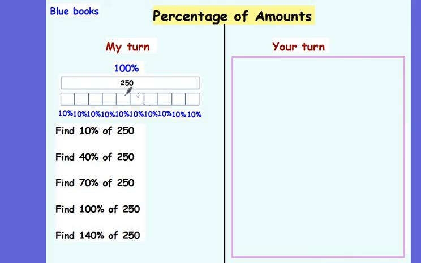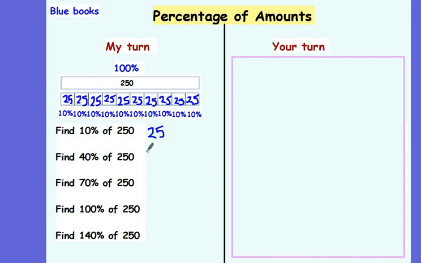How much is each of those 10% sections going to be worth to me, Dijon? 25, exactly. If I divide it by 10, each of those little sections is going to be worth 25. I've got 10 of them. If I add up 25 10 times, that gives me my total of 250. My first question says, what is 10% of 250? We know now that's 250 divided by 10, so 25.